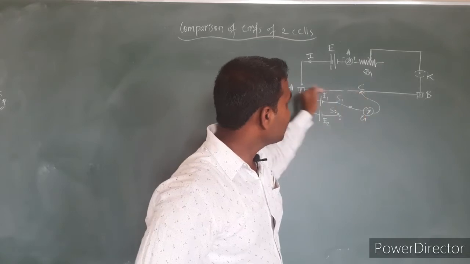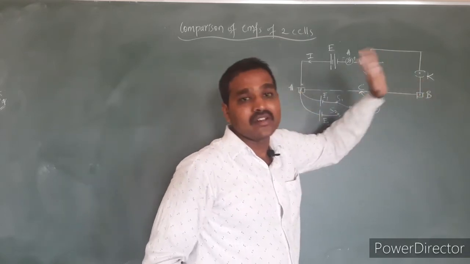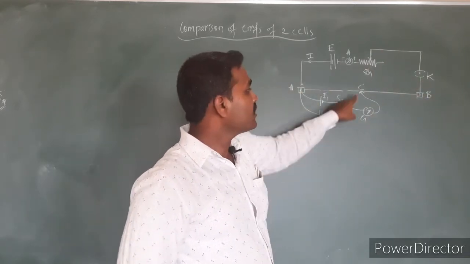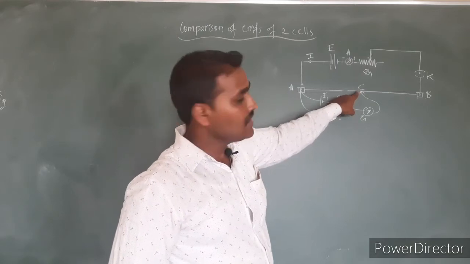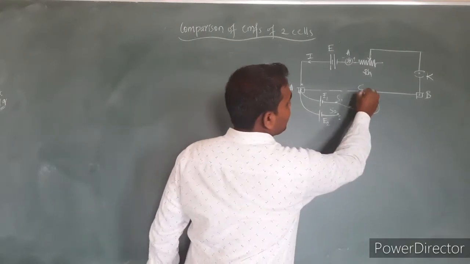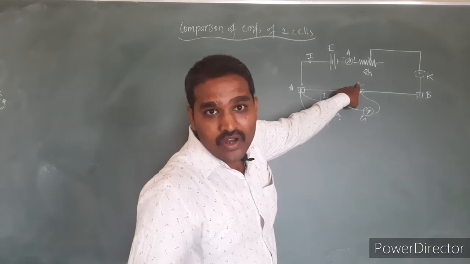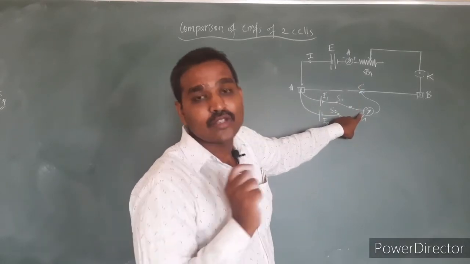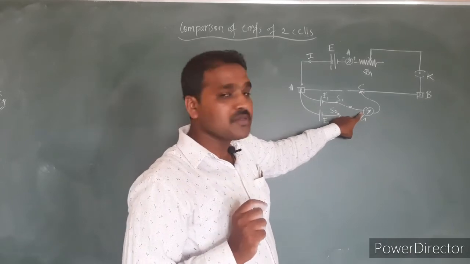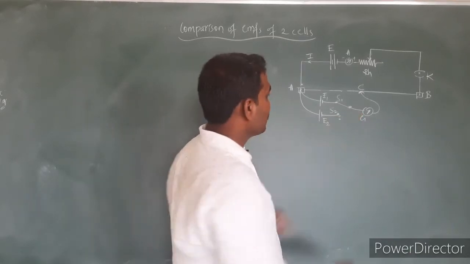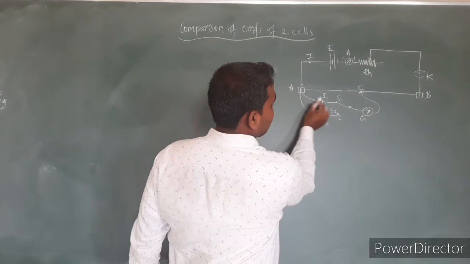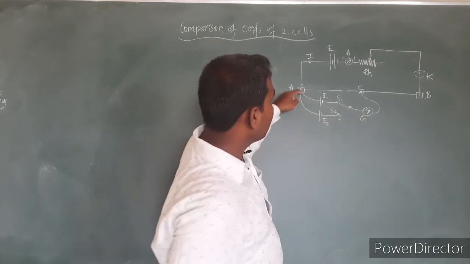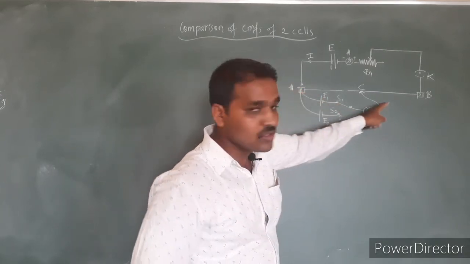Then this jockey can be placed anywhere on this metal wire AB. Where to place this jockey? I will place the jockey at point C when the galvanometer deflection is equal to 0. So what is the meaning of galvanometer deflection equal to 0? See here, there is another path created when the switch is closed. Current can flow through this path also.